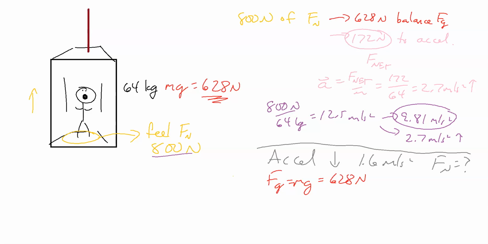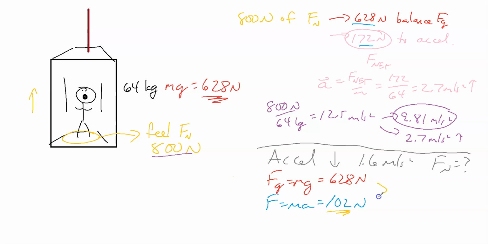So if I do the F equals ma for that, where I take the mass of the guy, the 64, and multiply that by the acceleration of 1.6, I get about 102 newtons. Okay, so it's very similar to what we were doing up there. Okay, so the force of gravity is 628, and if the elevator was just sitting there, the normal force would be 628. That's it. But it's not just sitting there, it's accelerating downwards.